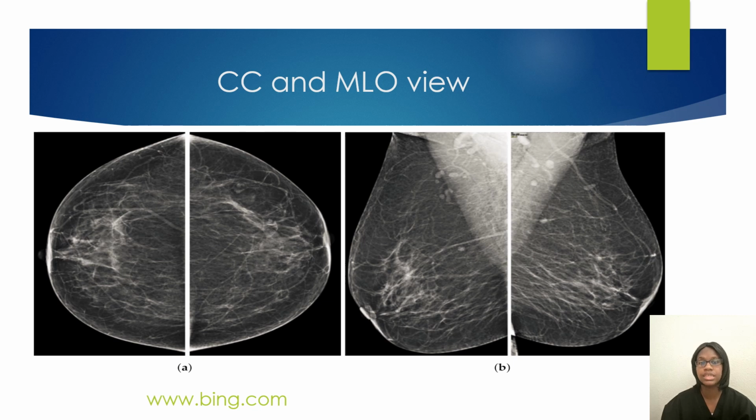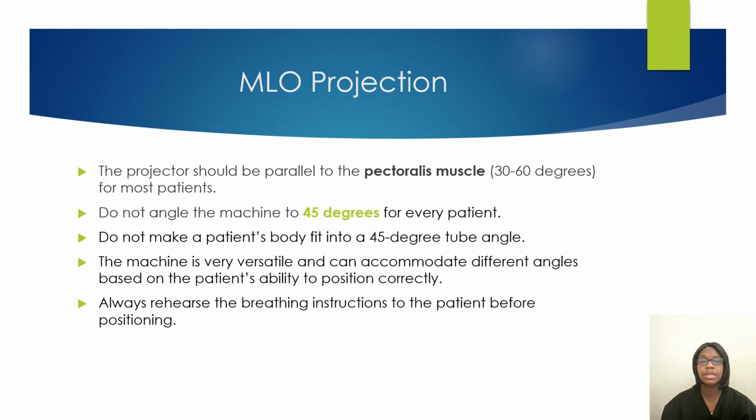Another example of your CC and your MLO view. For your MLO projection, you are going to be able to get the pectoralis muscle the best on this projection. For most patients, your tube will probably be angled anywhere between 30 and 60 degrees. I know most techs will automatically angle that machine at 45 degrees, but on some patients, you cannot fit their body at a 45-degree angle. You may have to decrease it to 40 degrees.